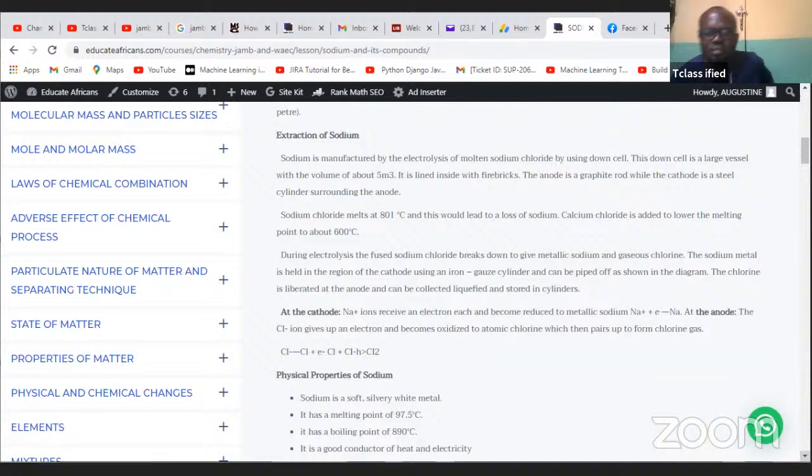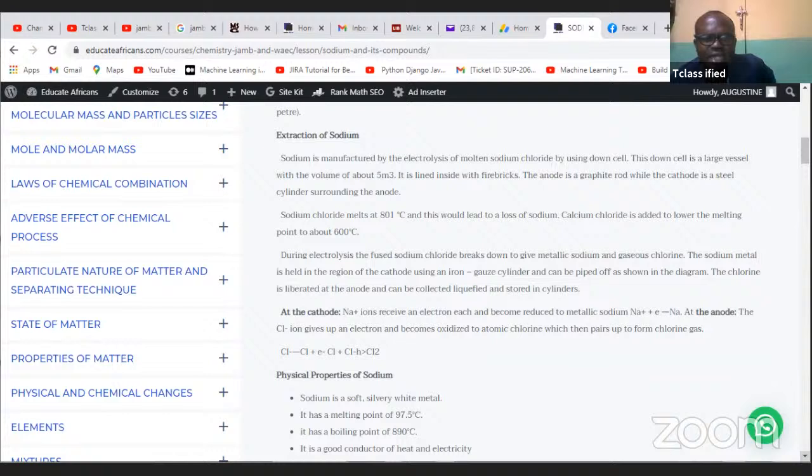So during electrolysis, fused sodium chloride breaks down to give metallic sodium and gaseous chlorine. The sodium metal is held in the region of the cathode using an iron gauze cylinder and can be piped off as shown in the diagram. The chlorine is liberated at the anode and can be collected, liquefied, and stored in cylinders.